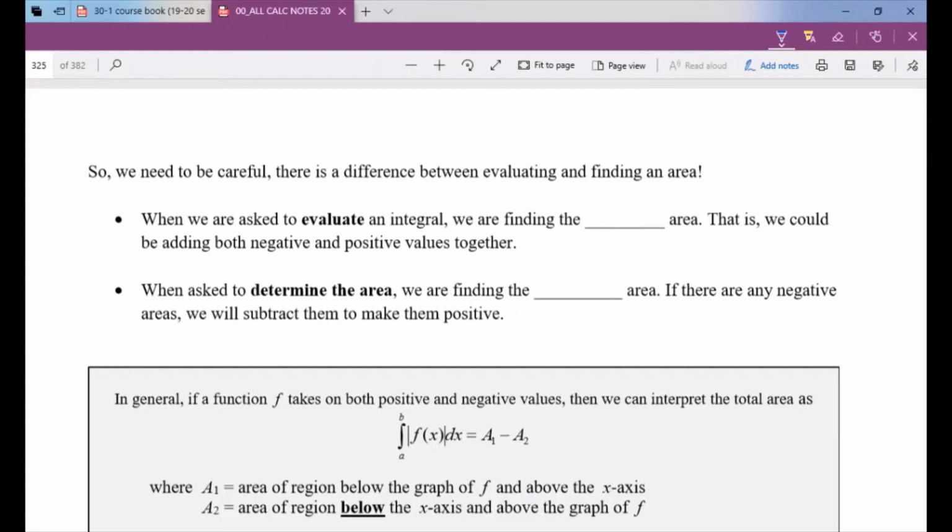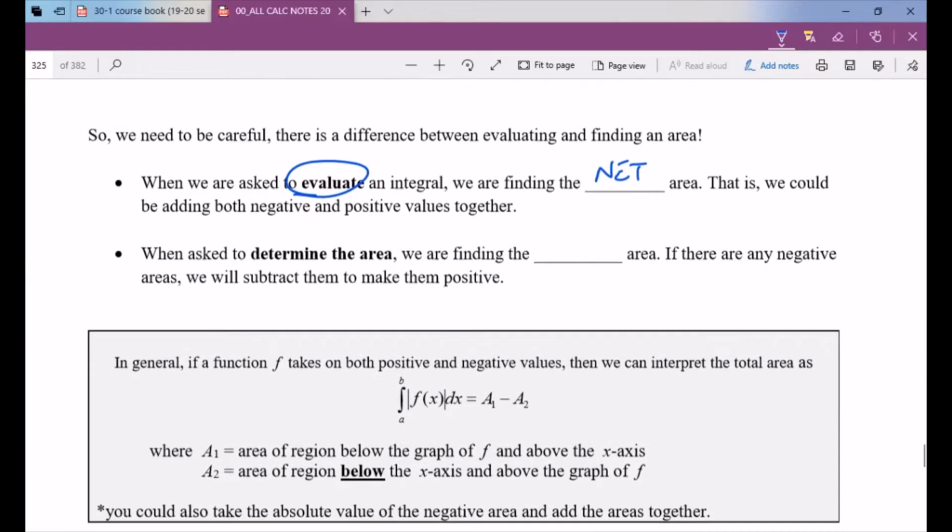So to be careful, there's a difference between evaluating and finding an area. If you're asked to evaluate an integral, you're finding the net area. It might end up being negative. We could be adding both positive and negative values together, and so it'll essentially take the difference between those areas, and it'll just give us our net. If you're asked to evaluate an integral, that's what it is asking for. But if you're being asked to determine the area, then you're finding your total area.